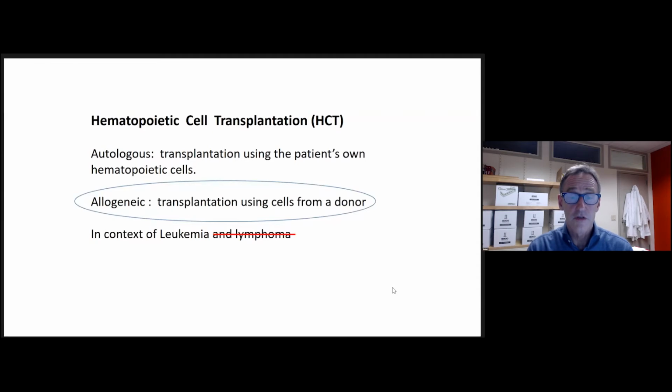By way of introductory soundbite, it's all about allogeneic hematopoietic cell transplantation, cells from a donor, and this is in the context strictly of leukemia. I put a red line through lymphoma because lymphoma has now moved into the realm of CAR T cells, predominantly, for all the right reasons. Lymphoma cells act as their own antigen presenting cells and can be very efficient at inducing graft versus host alloreactivity, whereas leukemia cells are different. They are not efficient antigen presenting cells, and I'll show you that in the models.